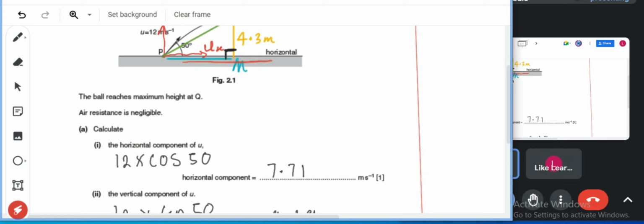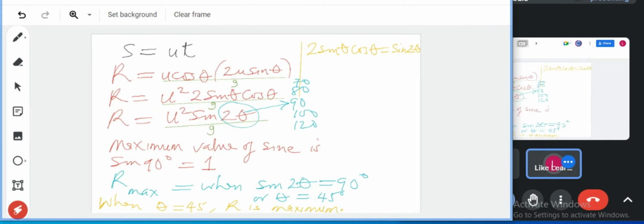It's not 0. Do you mean the resultant force is 0? Yes. But what can you say about that horizontal velocity? If resultant force is 0, what does that say about the velocity? It's constant. Yes, it's constant. So the horizontal component of the velocity is constant. Ux is always constant.